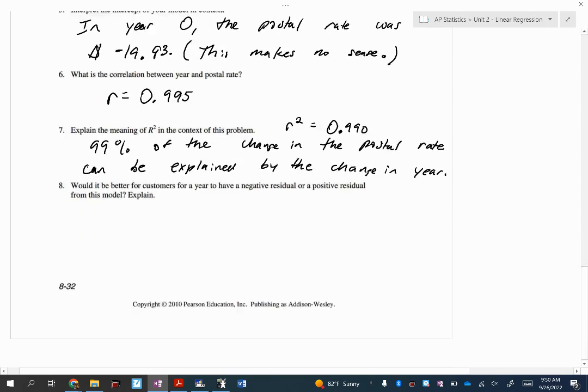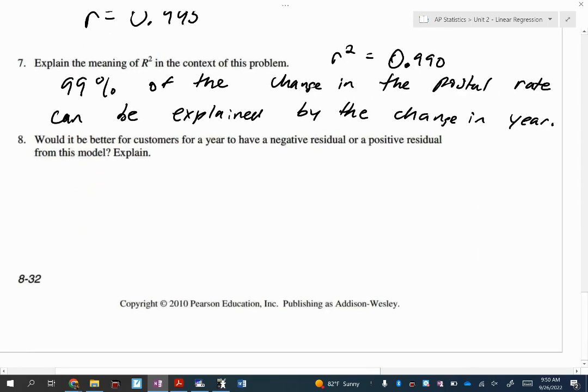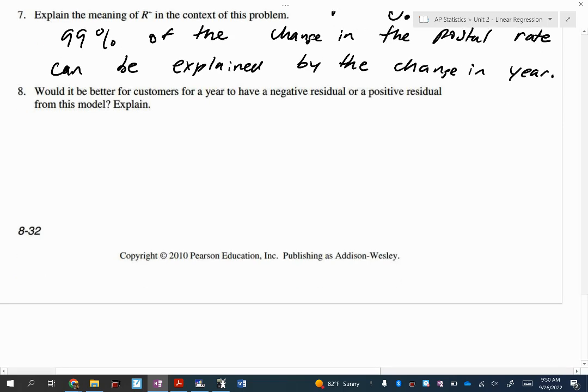Okay, let's answer the last question. Would it be better for customers for a year to have a negative? I'm sorry, Thomas, go ahead. Oh, you want to answer it? Let me do a few things before we answer it, okay? Let's make sure we know the formula for the residual. All right, this is a formula you're going to have to know for the AP exam. All right, and it's not going to be given to you. Do you remember the formula, Thomas? No. Okay. Very good. Observed minus predicted. That's Catherine with a K.